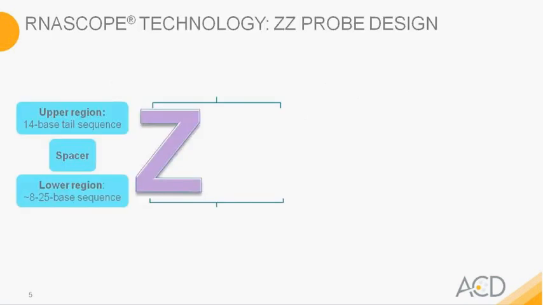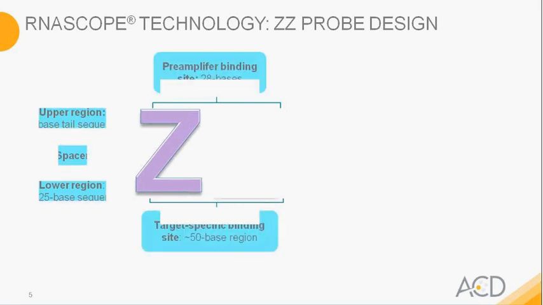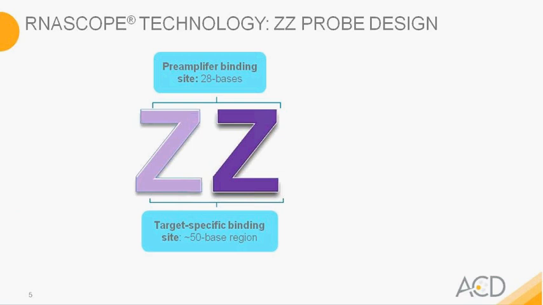The next is a review of the double-ZZ probe design. The ZZ probe design has 3 elements. In the lower region, there are 8 to 25 bases, and in the upper region, there's a 14-base tail sequence. These 2 regions are divided by a spacer region. For RNAscope to work, the ZZ probes come in pairs. As you can see in the top region, we have now a 28-base sequence that the preamplifier binds to. And on the lower region, there's a 50-base region, which is complementary to the target sequence.